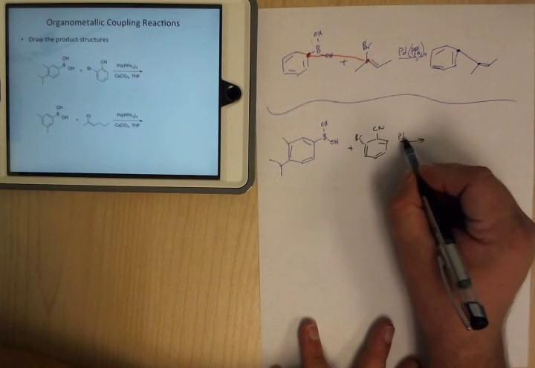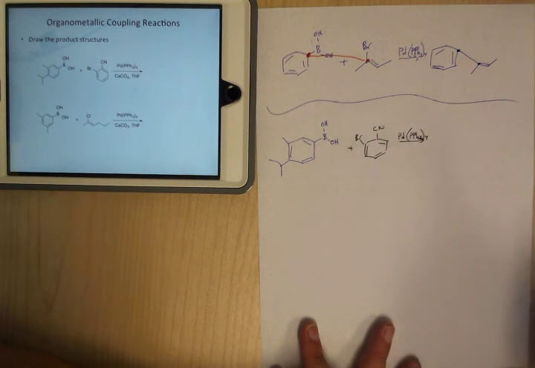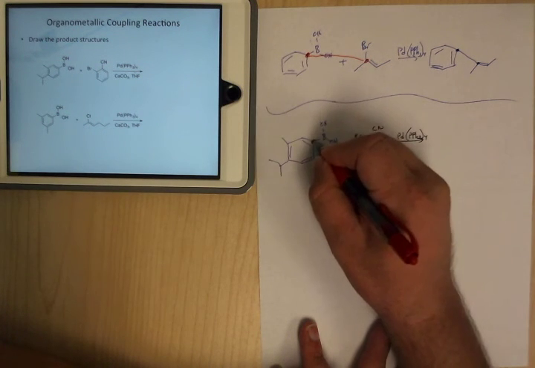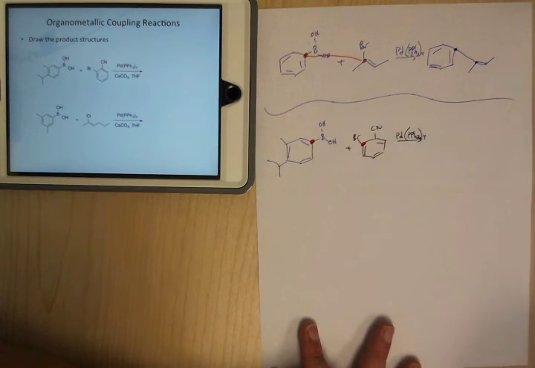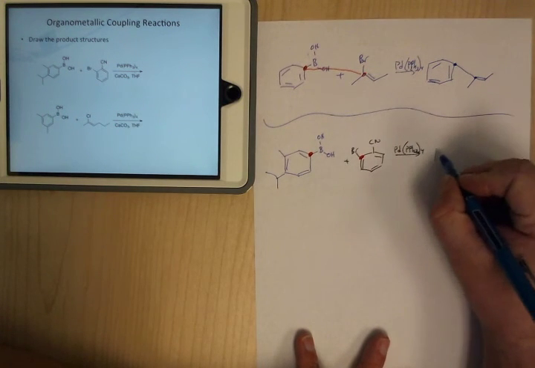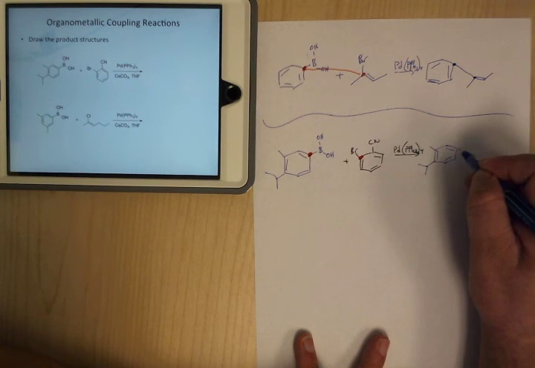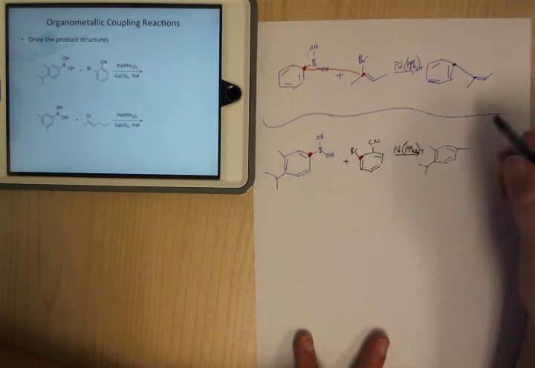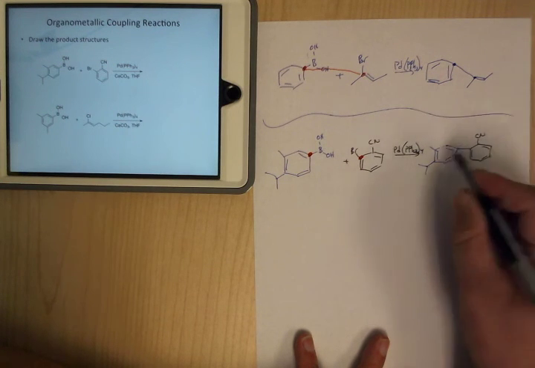So palladium triphenylphosphine. Okay, so wherever that boronic acid was is going to connect right where that halide is. And there you go.